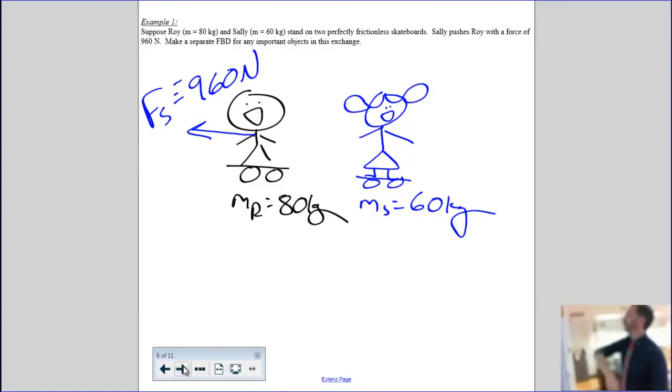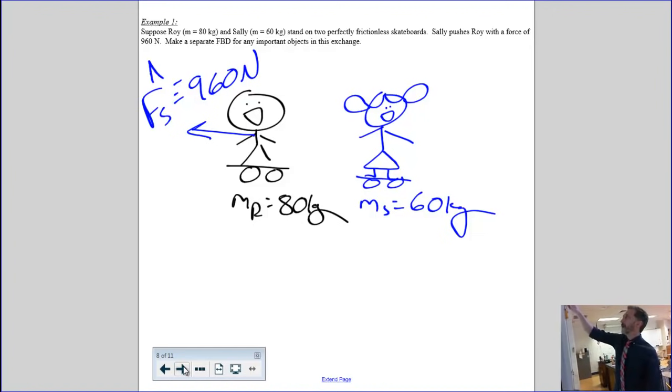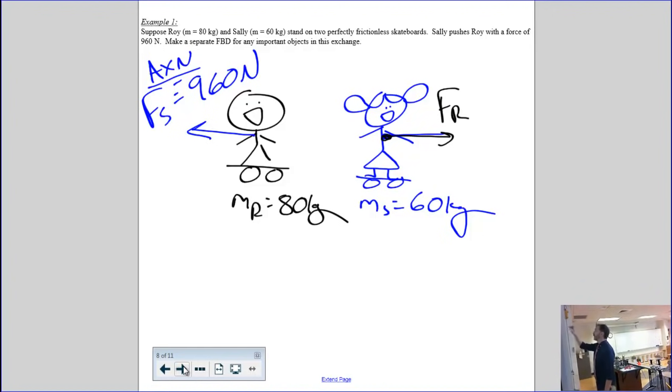The way I have it drawn, this is negative. That's my action force, the force of Sally pushing Roy. Well, there's necessarily a reaction force. That's the force of Roy pushing Sally with positive 960 newtons. Again, these forces do not cancel because one of the forces affects Roy, the other force affects Sally. So let's find the acceleration of our two people here.